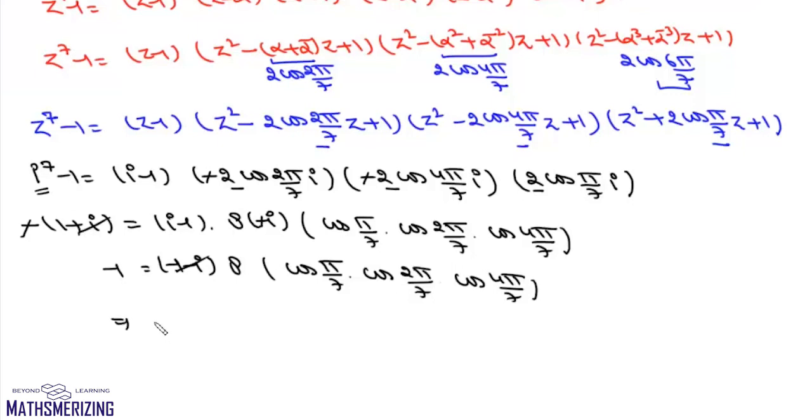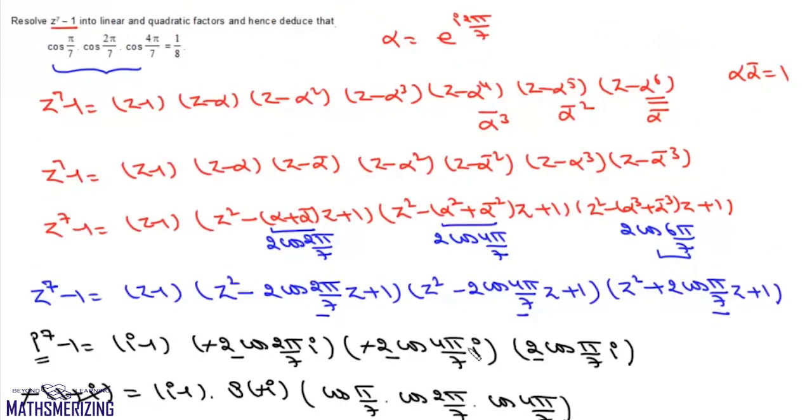So from here we can write the value of cos pi by 7 into cos 2 pi by 7 into cos 4 pi by 7 as minus 1 by 8. So this result, cos pi by 7 into cos 2 pi by 7 into cos 4 pi by 7, should actually be minus 1 by 8.